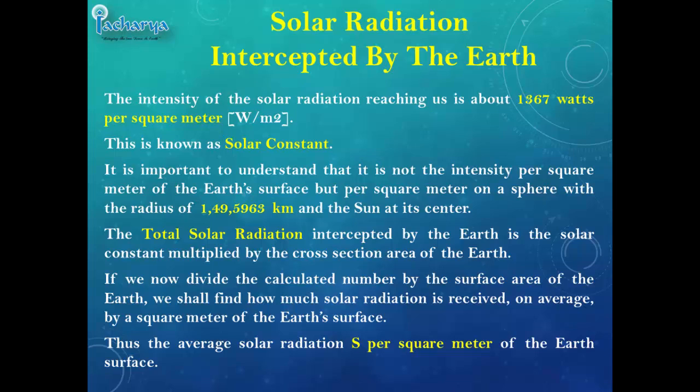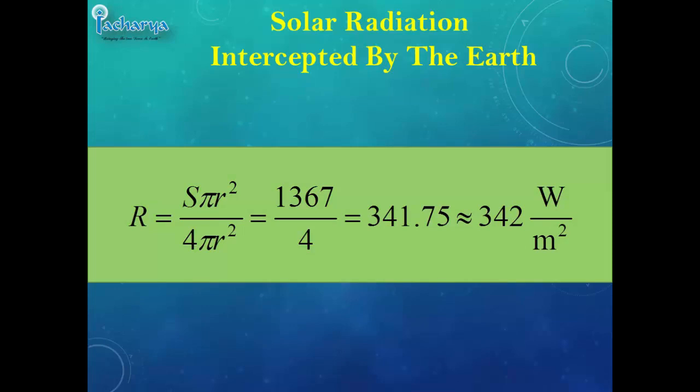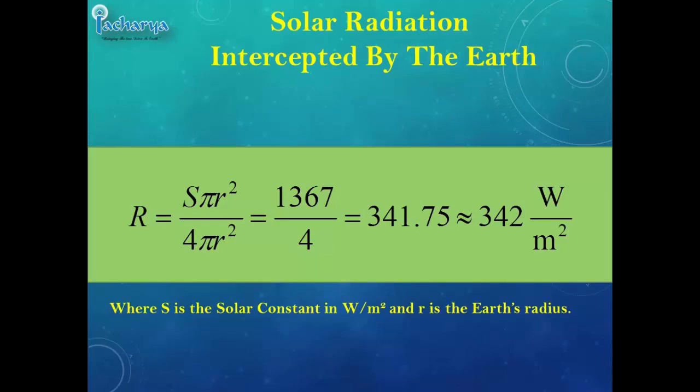The total solar radiation intercepted by the Earth is the solar constant multiplied by the cross section area of the Earth. If we now divide the calculated number by the surface area of the Earth, we shall find how much solar radiation is received on average by a square meter of the Earth's surface. The formula for this is R equal to S pi r square upon 4 pi r square, which will be equal to 1367 upon 4, which will be equal to 341.75, that is approximately 342 watts per square meter, where S is the solar constant in watts per square meter and r is the Earth's radius.